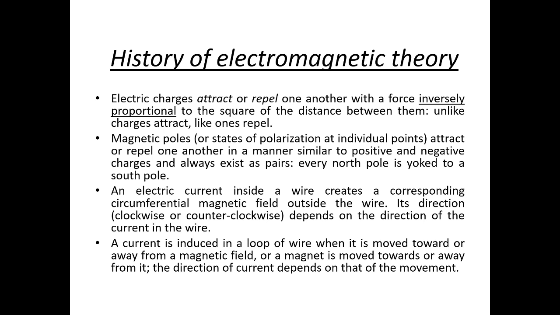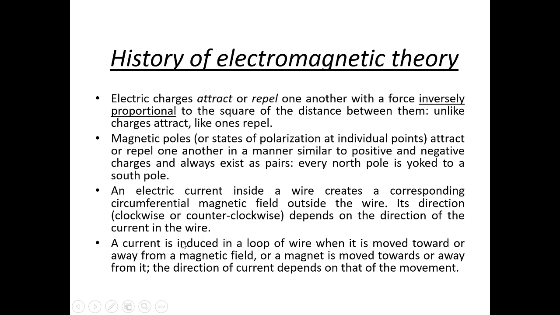Magnetic poles attract or repel one another in a manner similar to positive and negative charges and always exist as pairs. Every north pole is yoked to a south pole. An electric current inside a wire creates a corresponding circumferential magnetic field outside the wire. Its direction depends on the direction of the current in the wire.